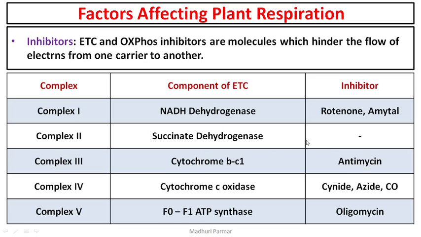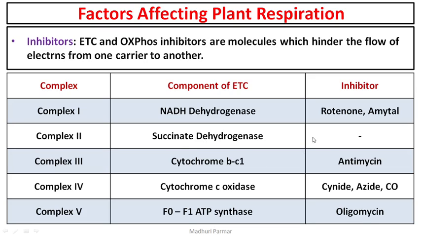For complex 1, which is NADH dehydrogenase complex, rotenone and amytal are the inhibitors. These are also sometimes referred to as respiratory poisons. It is all one and the same. They are inhibitors, blockers, poisons. What they will do is they will block the electron transfer from complex 1 to ubiquinone. And for complex 2, there are no inhibitors which are required for your syllabus.